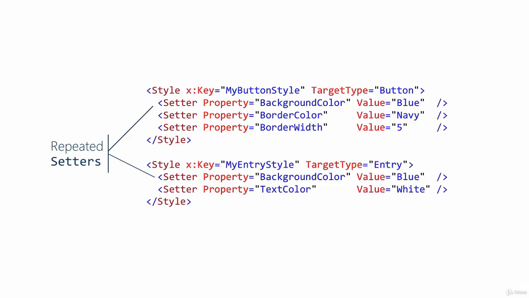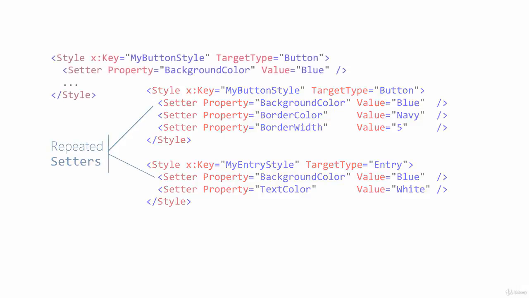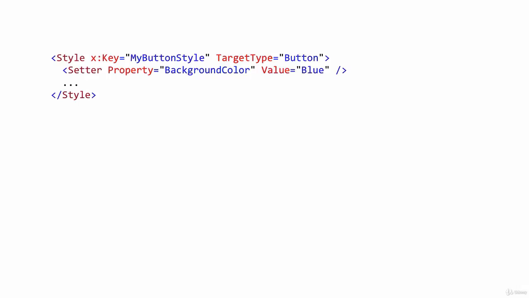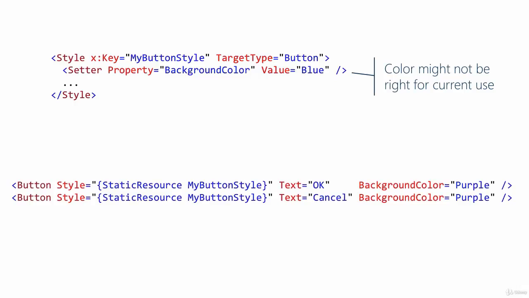You might want all of your buttons to look basically the same. However, buttons that perform important actions like buy, cancel, or submit might be emphasized by using a different border color. You would have two styles both targeted at button that would contain all the same setters except for one border color. If you are not the owner of a style, it might not be possible to modify it to fit your situation. You could apply the style to your controls and then add explicit property settings to override the style values you don't want. However, this is tedious to code and results in repeated XAML.